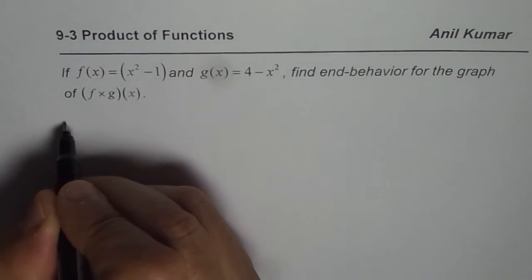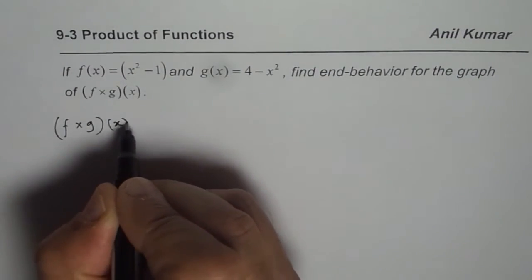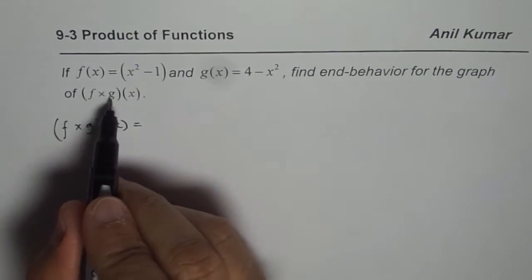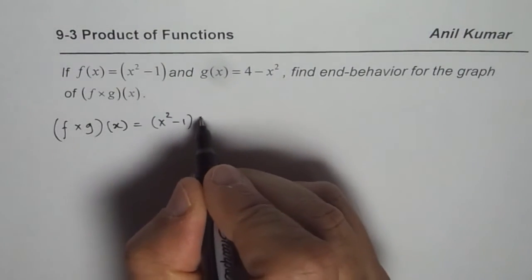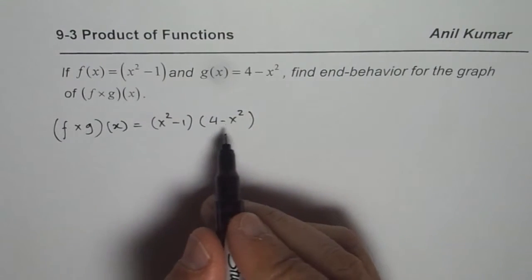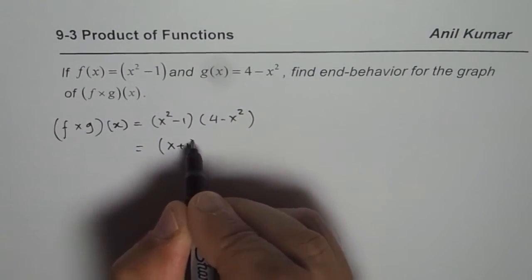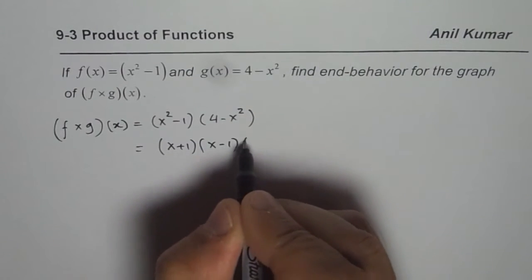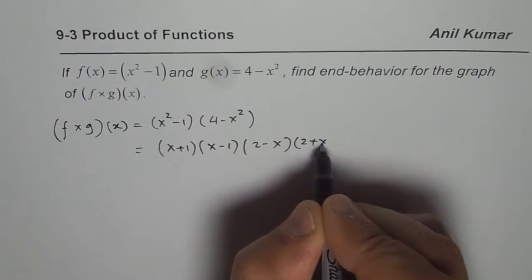So let's first find our function f times g of x. f is x squared minus 1 and g of x is 4 minus x squared. We can actually factor these. So what do we get? Here we get x plus 1 times x minus 1. Here we get 2 minus x times 2 plus x, correct?